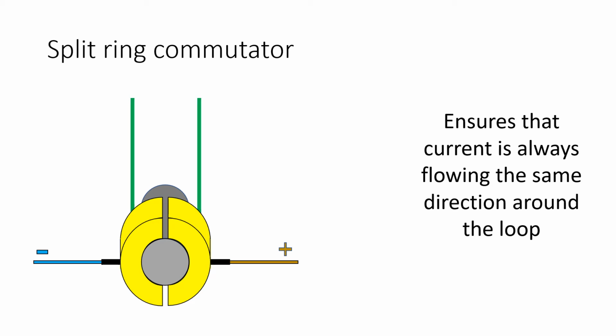A split ring commutator is the way that we get around that. If you look at the split ring commutator, what you have is a positive and negative wire connected to the battery. The little black pieces on the end of the wire are normally carbon brushes, which rest up against the two metal pieces that are able to rotate. The yellow bits are able to rotate around the grey center pole. And on each of the grey bits we have either side of the loop, and we'll have a look at that in a second.